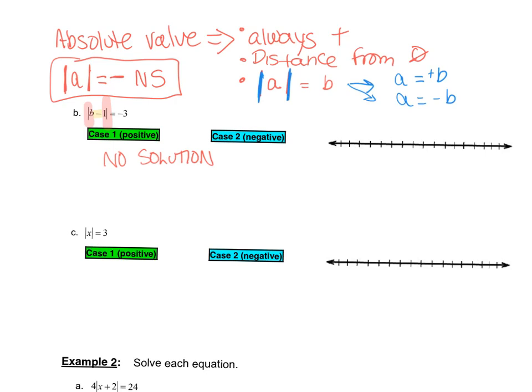As opposed to this one. In this case, it's telling me that the absolute value of x is 3. Yeah, you could be positive 3, because 3 is positive. So case 1 is that x could equal 3. Case 2 is that x would equal negative 3. And if I was to graph it, it would look like this. Negative 1, negative 2, negative 3.